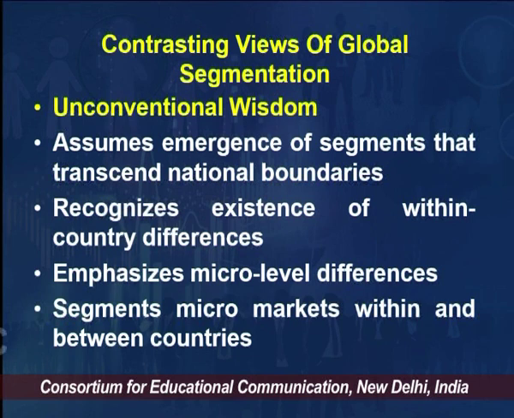So this unconventional wisdom emphasizes micro level differences as well, and it says that we should segment the market, micro markets, within and between countries. So you can do the segmentation of micro markets within and also between the countries. In a specific country, you can find another country where similar traits of customers are present. So you can do the clustering.